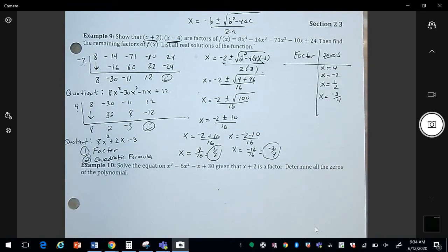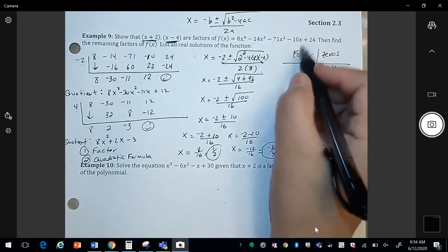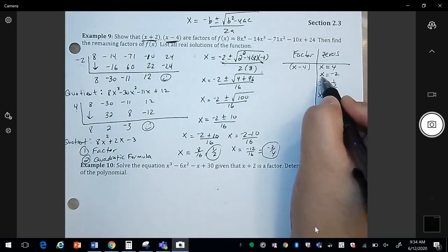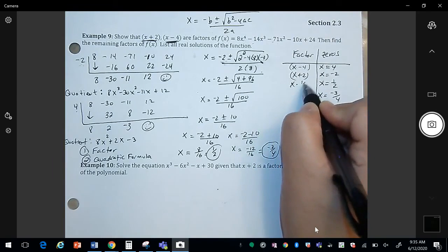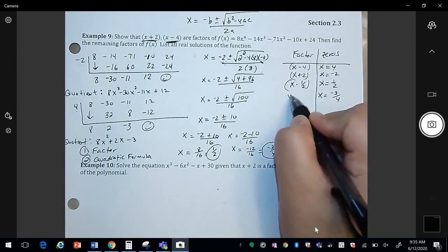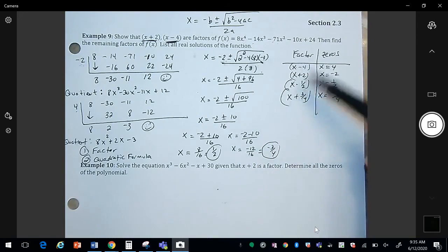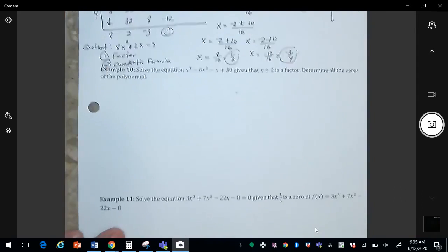Okay. So the factors are basically, we take this number to the left side, so we get x minus 4, and bring the negative 2 to this side, x plus 2, and x minus 1/2, and x plus 3/4. And I'm writing the factors because later we're going to use these as well. Okay, let's look at example 10.